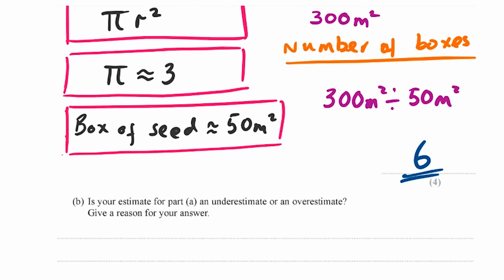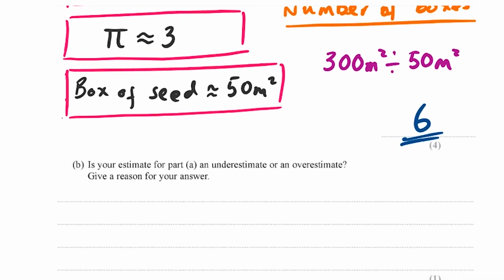The second part of this question is: is your estimate for part A an underestimate or an overestimate, and give a reason. Right. It is an underestimate, and the reason is the actual area of the garden is bigger than the area that we calculated, because pi is actually bigger than 3. It's 3.141 and so on. So had we done that accurately, the area of the garden would have been bigger. So that would suggest we're going to need more grass seed.